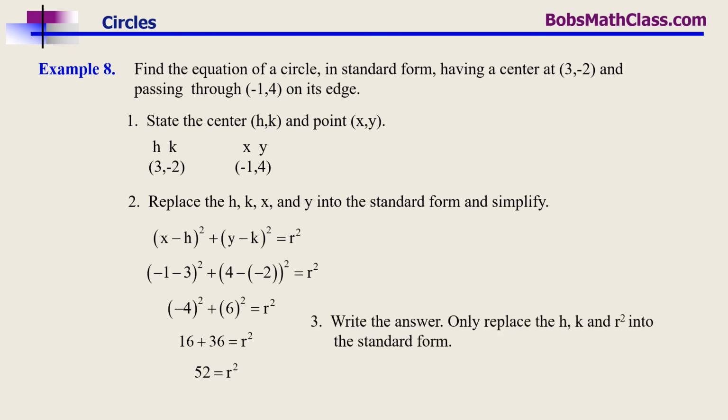Now, when we write our answer, we're only going to replace the h, the k, and the r squared. Don't put in the x and y. So there's our answer: (x - 3) squared plus (y + 2) squared equals 52.